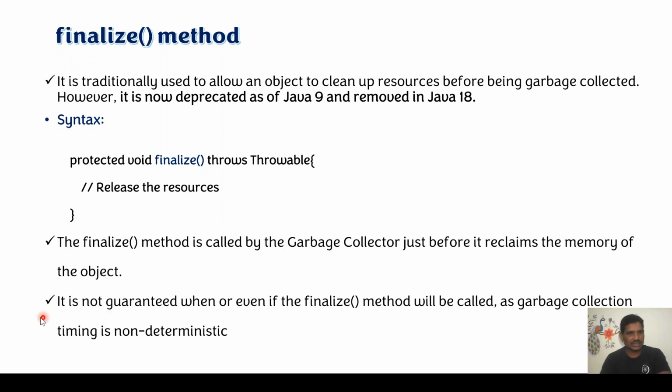the object. But it is not guaranteed when, or even if, the finalize method will be called, as garbage collection timing is non-deterministic. When we call the garbage collector, it will call the finalize method before the object is eligible for garbage collection. But we can't predict when the garbage collector will call the finalize method.